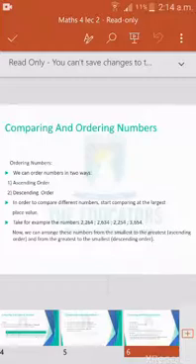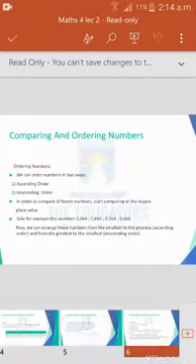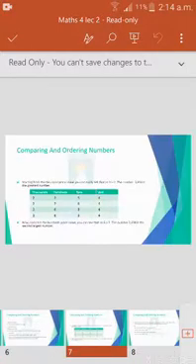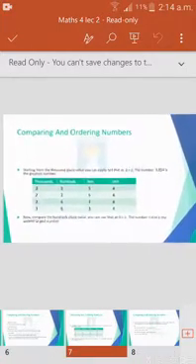Okay, here again we can take two examples. We have some numbers: 2264, 2634, 2254, 3654. Now we can use the comparison method to find out which number is greater and which number is smaller. We are going to compare them at the thousand place first.